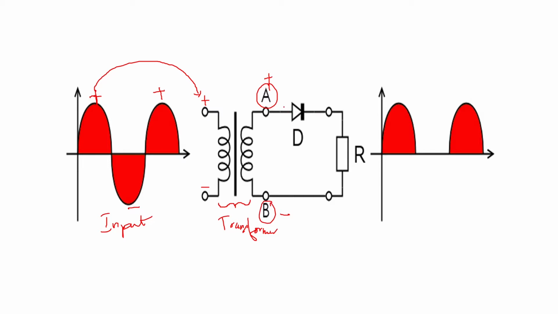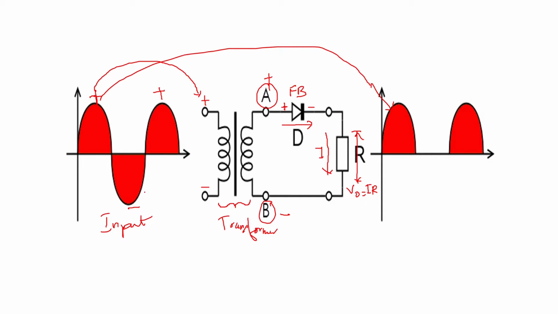In that case, this terminal of the diode will be positive and this terminal will be negative, so the diode will be forward biased. The current flows through the diode, and this current also flows through the resistance, and across the resistance you will form a voltage. That voltage will be equal to the current flowing multiplied by the resistance value. So the output will exist when the input is a positive half cycle.